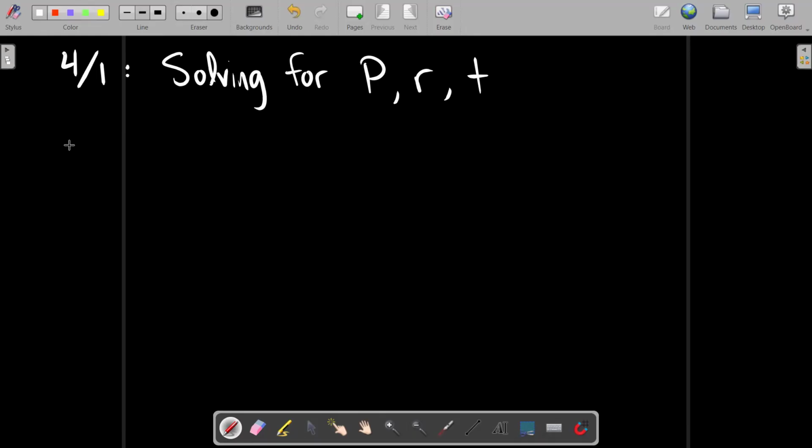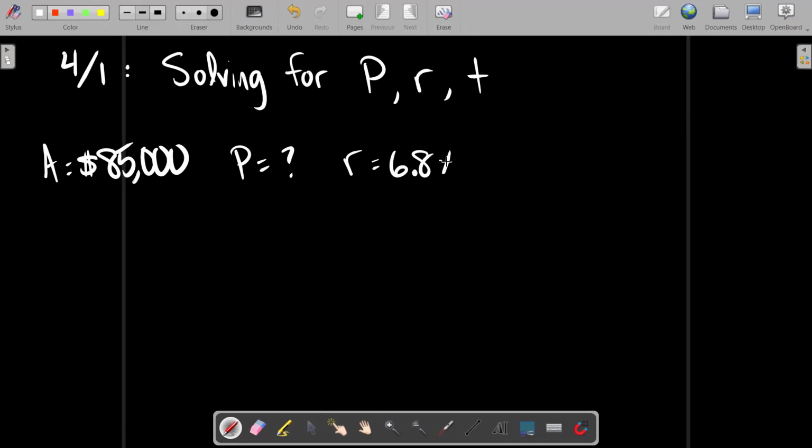Let's say we're doing a math problem, and we know that the final amount of an account is $85,000. That would be an answer yesterday, right? But today it's a given. And let's say that the principal, the starting amount, is unknown. The interest rate is 6.8%. The compounding is quarterly, and the amount of time is 30 years.